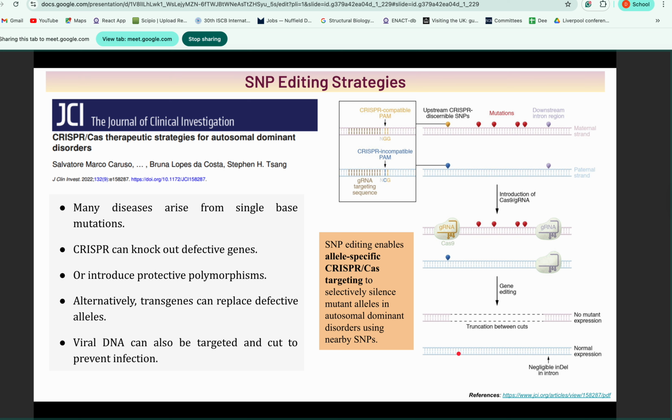So either this incompatible PAM already exists, or we can ourselves make it incompatible, so that when we use the CRISPR Cas9 system, Cas9 does not cleave this, because we know that the paternal strand is having no mutations. So we don't want to cleave it. We just want to cleave the maternal strand.